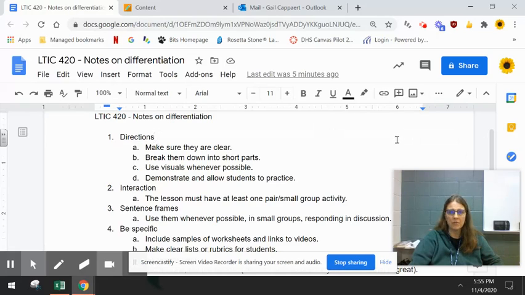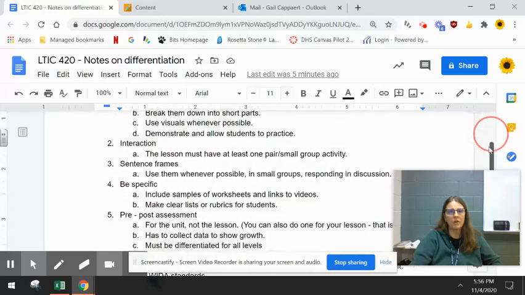I cannot overemphasize the importance of directions at all the levels, from the little ones all the way to high school. That is the biggest thing I hear students struggling with in all the classes that I help them with, is that they don't know what to do. And the directions are often more complex than the content material.